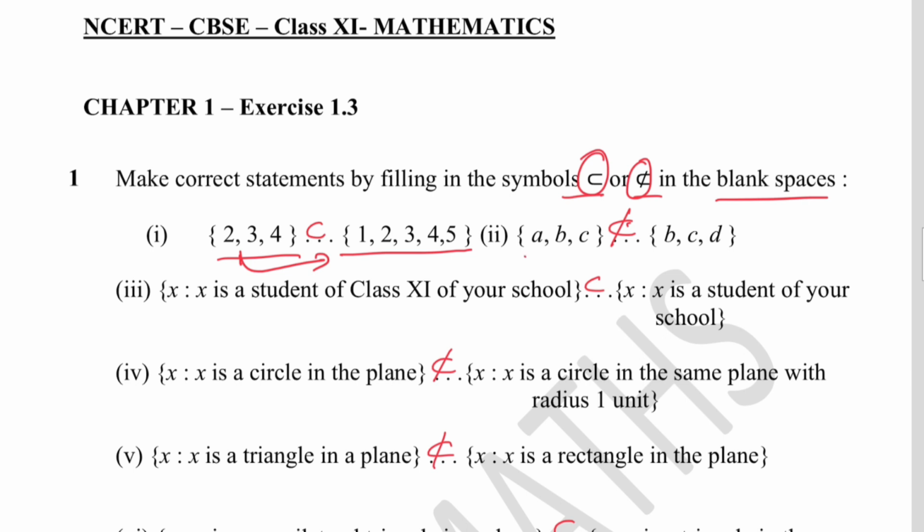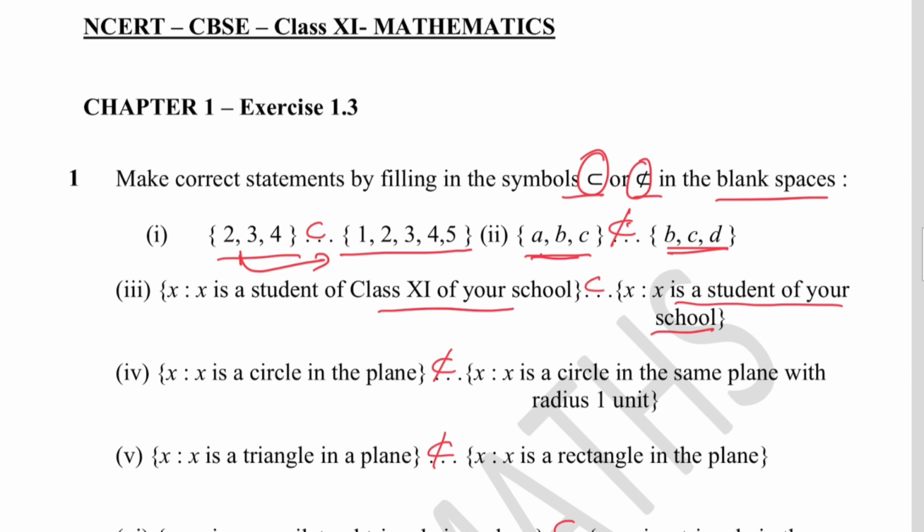And the second question, {A, B, C}, and the second set is {B, C, D}. A is in the first set but A is not in the second set, therefore we can say it is not a subset. So this symbol, not a subset. And the third question, X is a student of class 11 of your school and X is a student of your school. It's a subset. Clearly the class 11 belongs to the set of students of your school, therefore it's a subset.